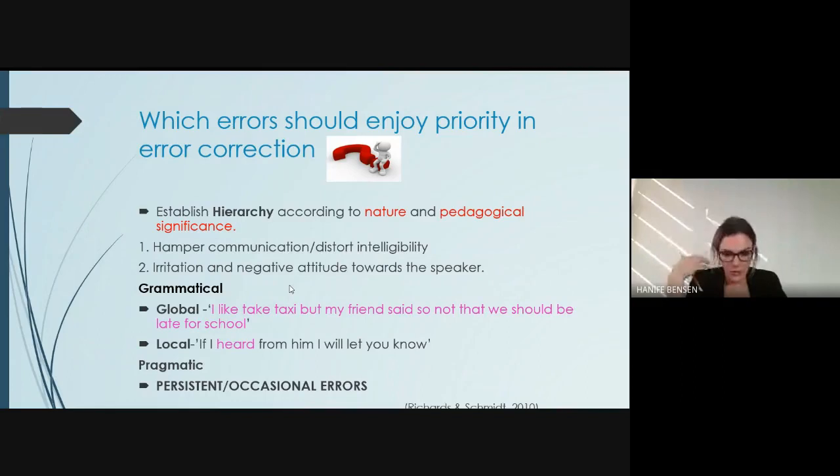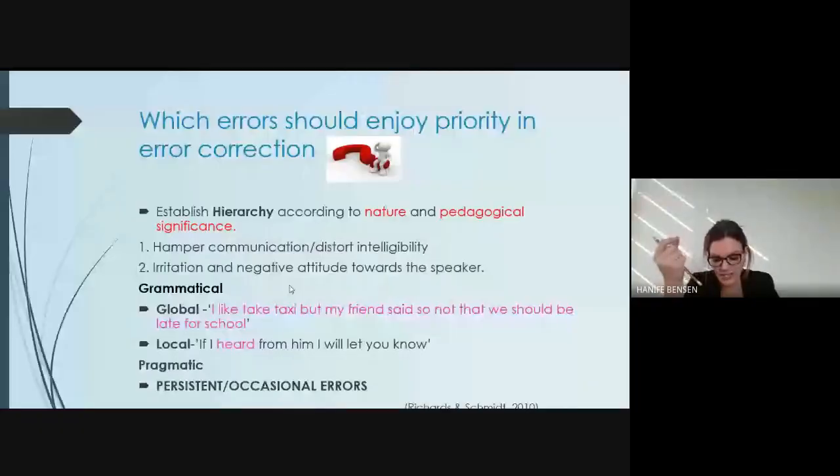So if the one opposite perceives the speaker negatively, then that should follow the next hierarchy. Now, with regard to grammatical errors, a distinction should be made between global and local. In 2010, defined global as an error in the use of major elements of sentence structure, which makes a sentence or utterance difficult or impossible to understand.